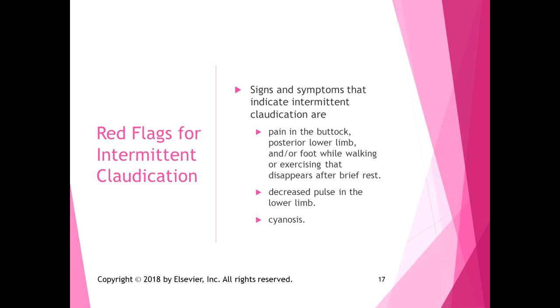Intermittent claudication is an increased pain in the buttock, lower limb, or foot while walking or exercising that disappears after a brief rest. And it's neurological in origin. You'll also see decreased pulse in the lower limb and potentially cyanosis. So that's just something to be aware of. That's something that we end up sending someone back for reevaluation when that shows up.